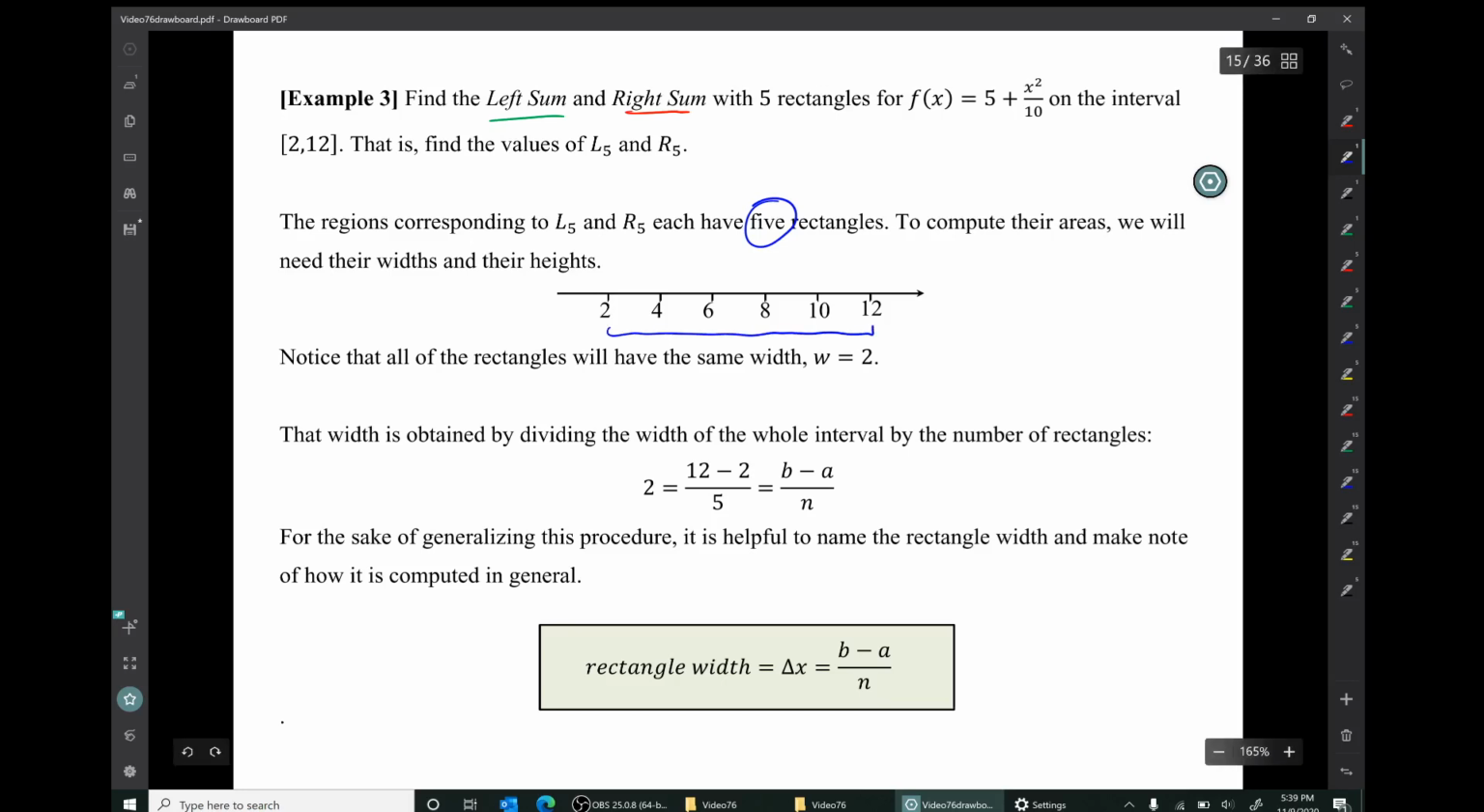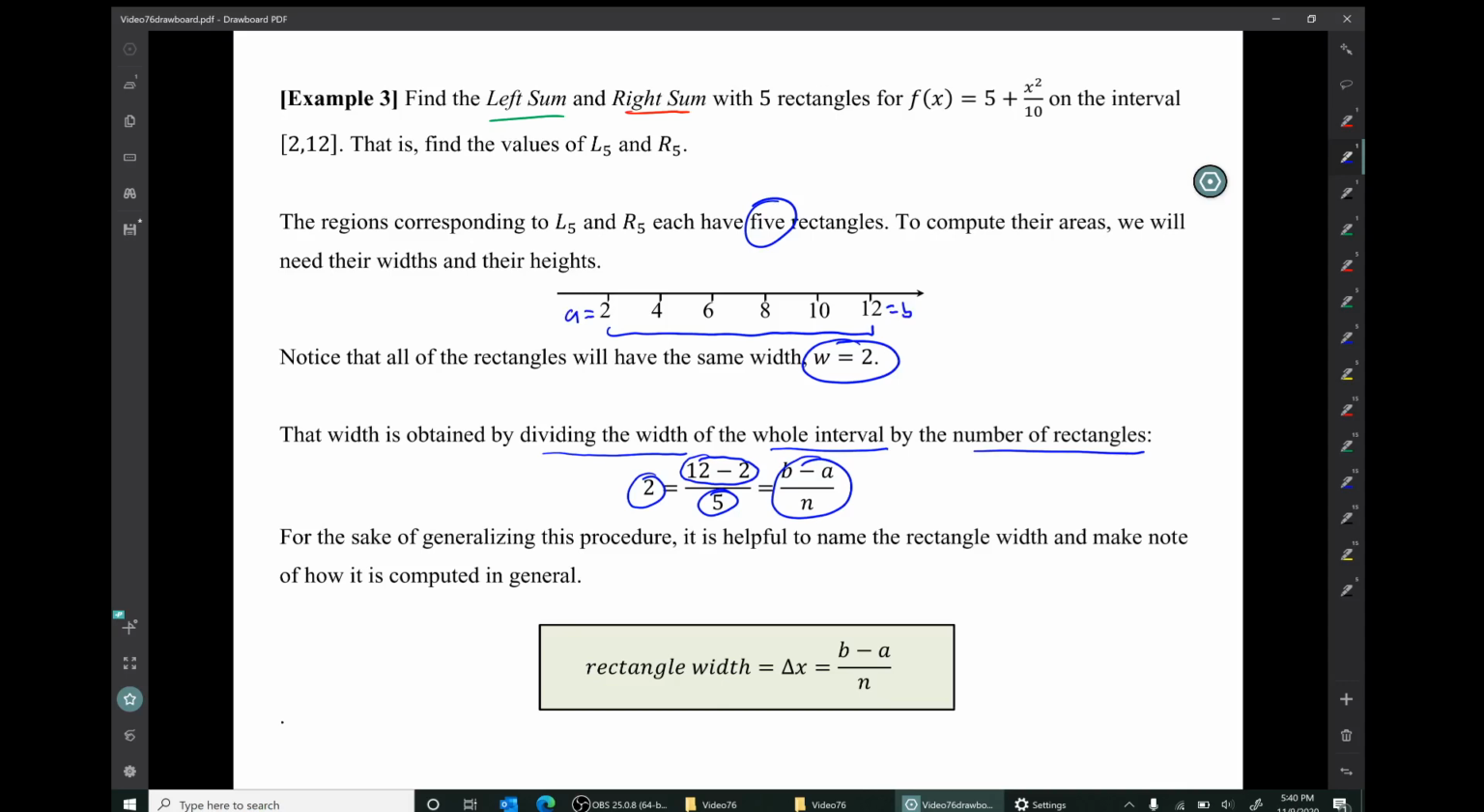There are going to be 5 rectangles, so they're all going to have the same width, which is going to be w equals 2. That width is obtained by dividing the width of the whole interval by the number of rectangles. So I got 2 by doing this calculation. 12 minus 2, that's the width of the whole interval, divided by 5. More generally, that's b minus a over n. Little b is the right endpoint, and little a is the left endpoint.